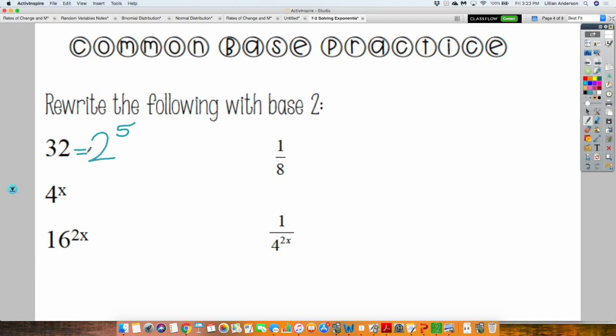Yes, knowing your powers of like 2 and 3 and 4 and 5 are going to come in handy here. And this is basically saying that 2 times 2 times 2 times 2 times 2, that should give you 32, which it does, okay? You're going to need this skill in order to solve these types of exponential equations, being able to do this, all right? How can I rewrite 4 to the x so that it has a base of 2 raised to a particular power?